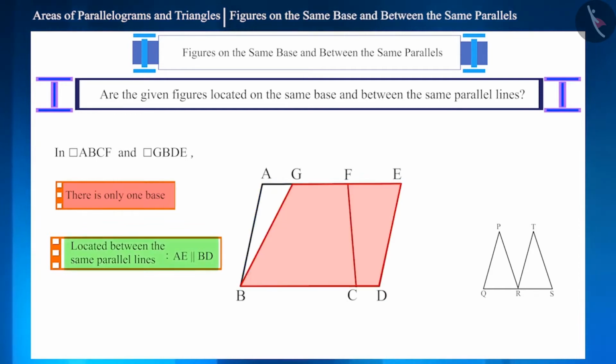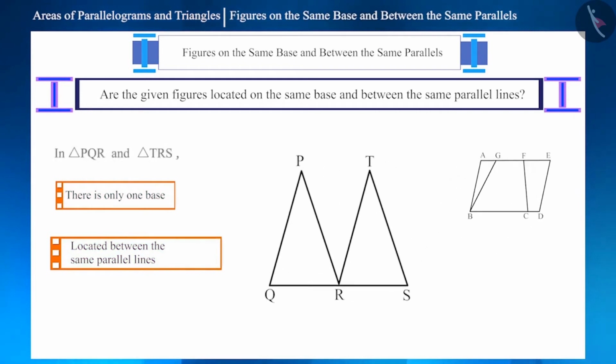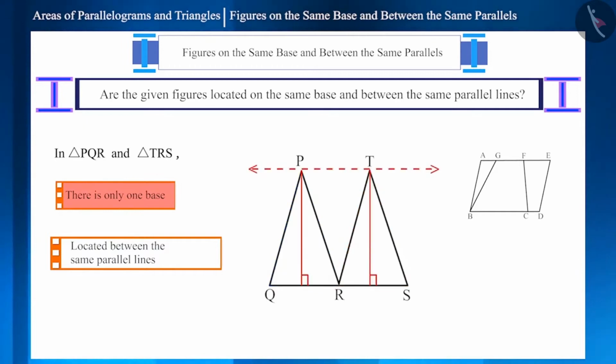Yes, the two parallelograms are located between the same parallel lines, AE and BD, but they don't have the same base. Similarly, in the second figure, we can see that the two triangles do not have the same base. They have different bases, but the two triangles are located between the same parallel lines, PT and QS.